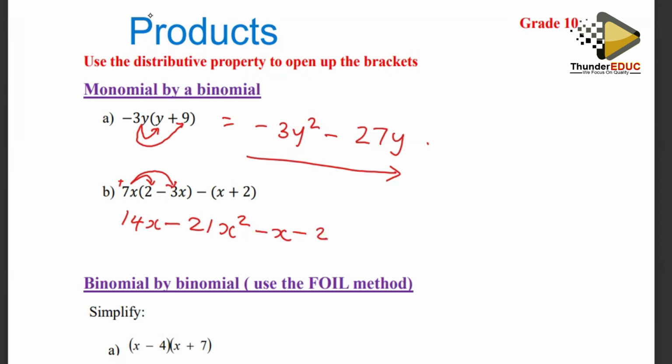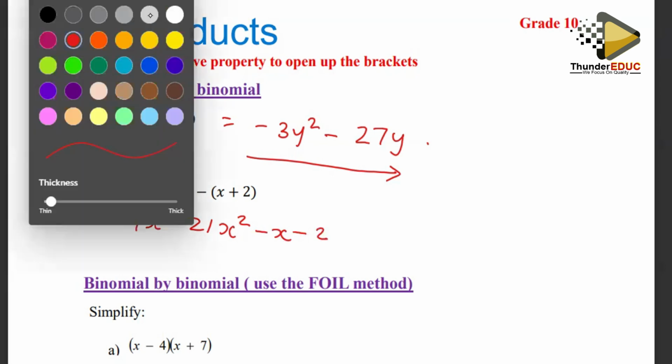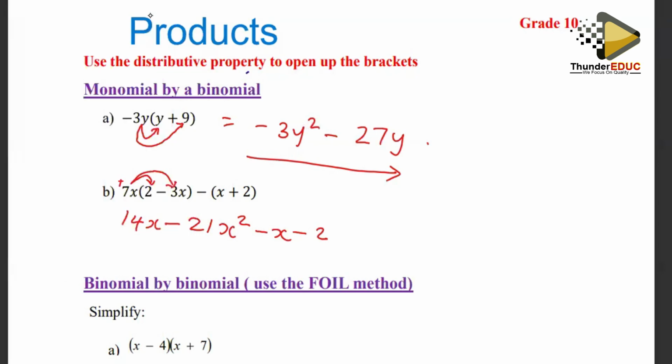Now let's look and identify any like terms. Okay, we're seeing that this x here is the like term with this one. These others are not having anything, okay? So it's going to be 14x minus x, which becomes 13x. Then that's minus 21x squared, and then minus 2.